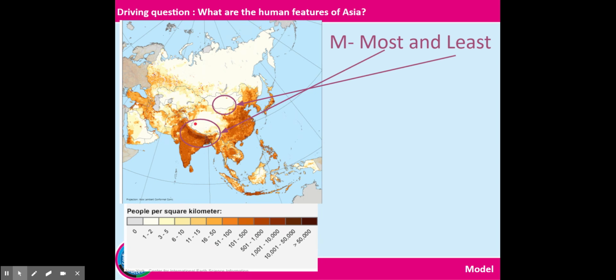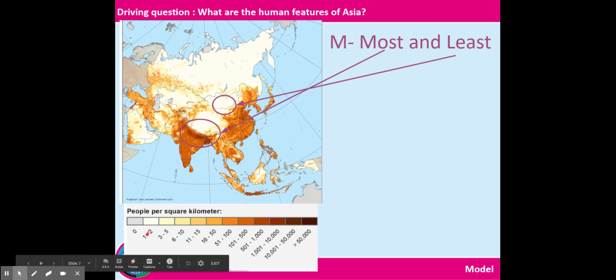Now then the next part of our structure was most and least, so we identified northern India up here as the most densely populated with a population density of around 1001 to 5,000 people per kilometre squared. How did we know that using these colours? Well, the colours are along our key here, so we found roughly that colour is there, and that is our population density. Mongolia here and pretty much all of Russia were the most sparsely populated areas for the population density of around 1 to 2 people per kilometre squared.